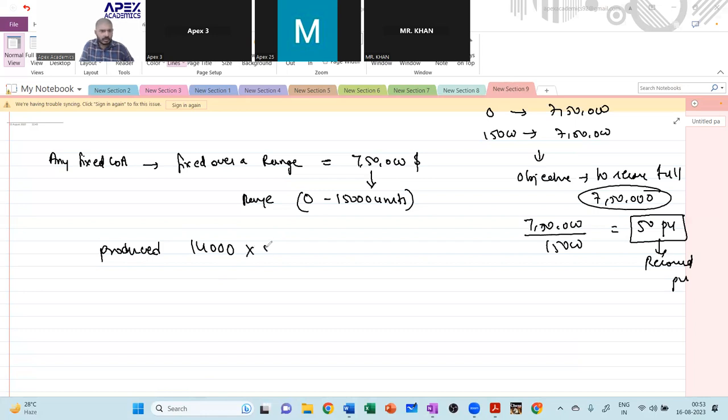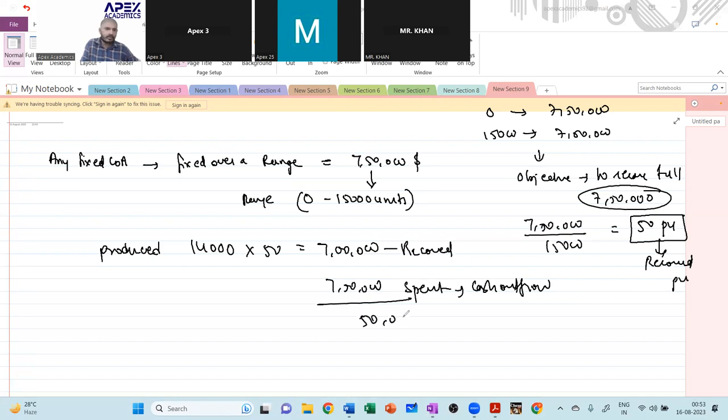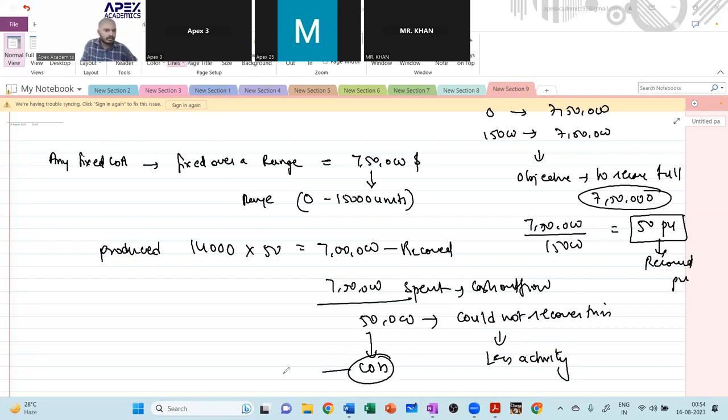How much are you recovering over here? 7 lakhs. This is recovered. How much is spent? This is actually a cash outflow. The expense incurred is 750. So what about the 50,000? You could not recover this, because of less activity, which is a loss.